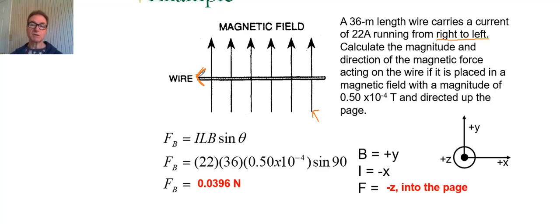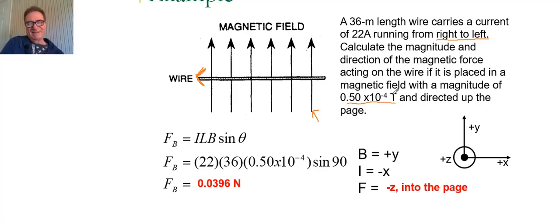Calculate the magnitude and direction of the magnetic force acting on the wire if it's placed in a magnetic field with a magnitude of 0.5 times 10 to the minus 4th Tesla. In other words, this is a high voltage wire that is in the Earth's magnetic field, and we want to know what the force is that's going to be on that wire. First of all, we can figure out the direction of the force. My palm is going to point in the direction of the magnetic field, which is up.